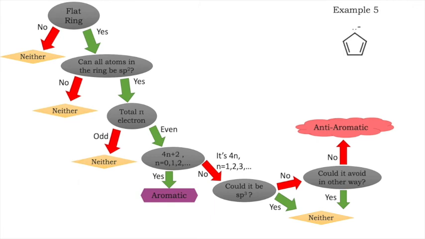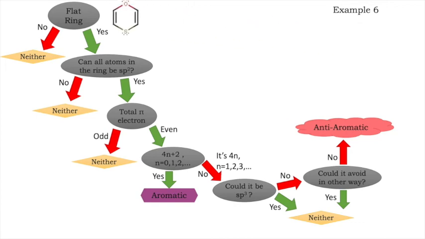Then this one, can it be a flat ring? Yes. Can it have all sp2 carbons? That's in the p orbital, so yes. Does it have an even number of pi electrons? Yes, that lone pair is in a p orbital, so it is even. Does it have the 4n plus 2 count of electrons? Yeah, it has 6, so that's aromatic. There we go.